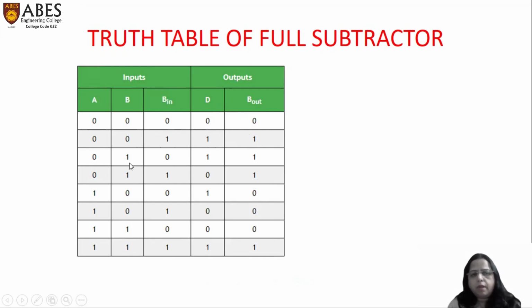Again, for 0 minus 1, we will have to take 1 as the borrow. This will become 1, 0. 1, 0 minus 1 will give us 1. And 1 minus 0, again, it will give us difference as 1. So in this manner, we can complete the truth table of the full subtractor, and on the basis of this truth table, we can draw the K-maps, and from the K-maps, we can find out the expressions to draw the logic diagram of the full subtractor.